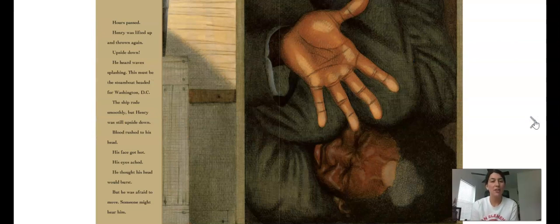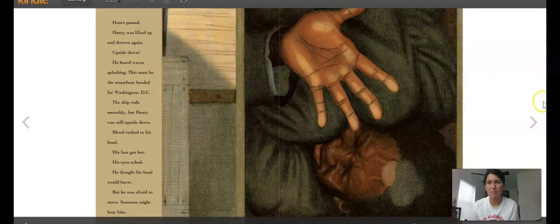Upside down, he heard waves splashing. This must be the steamboat headed for Washington, D.C. The ship rode smoothly, but Henry was still upside down. Blood rushed to his head. His face got hot. His eyes ached. He thought his head would burst, but he was afraid to move. Someone might hear him. Goodness, look at him trapped in this little box. Could you imagine?